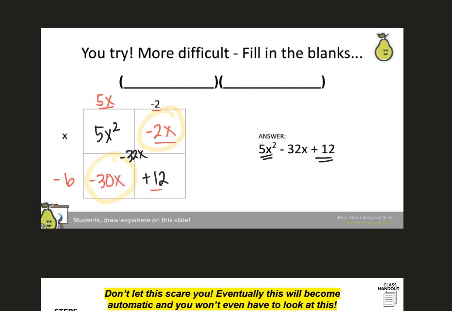And we see that these two numbers add up to make the negative 32. And now we know what the original problem was, 5x minus 2 and x minus 6. So we basically broke down this quadratic into two factors, a multiplication problem.